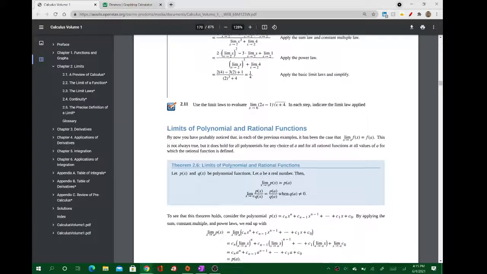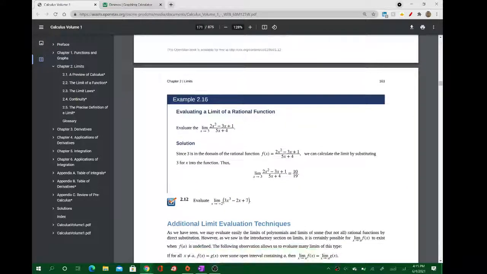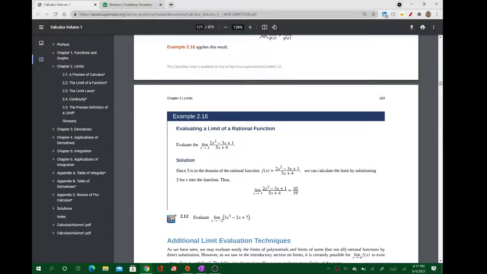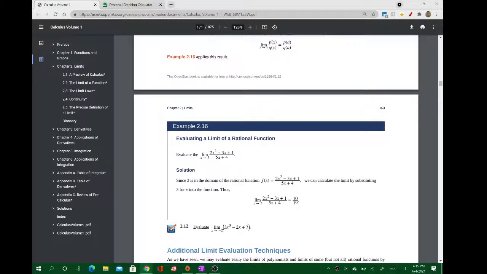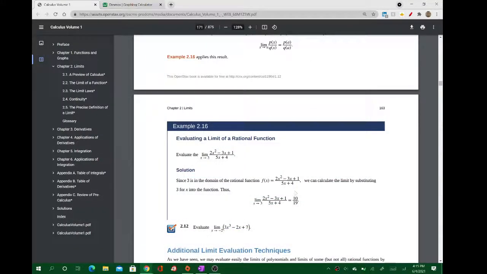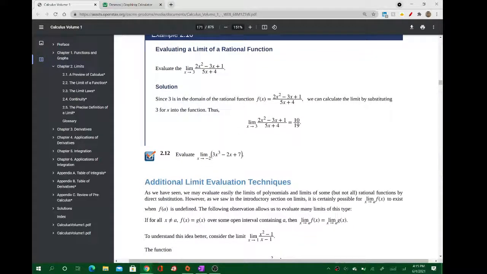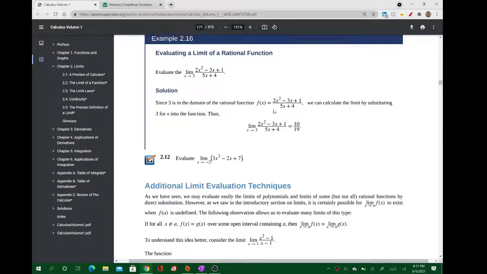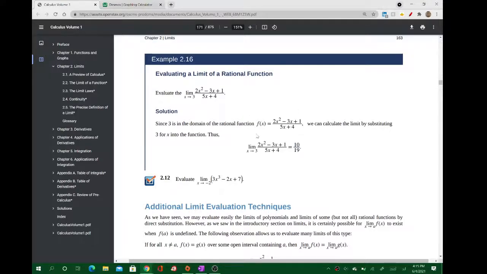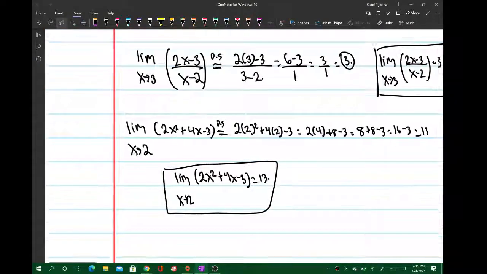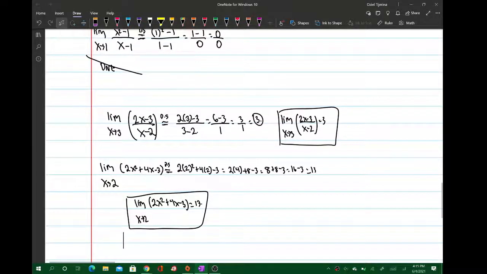So let's see here. This is a great example of what we just did. You just plug in 3 for x, and you get 10 over 19 is the limit, right? That's the limit as x approaches 3 of 2x squared minus 3x plus 1 over 5x plus 4 equals 10 over 19. I didn't do this one on my own, but that's exactly what we did over here. Especially for this one. That's what we did for this part.